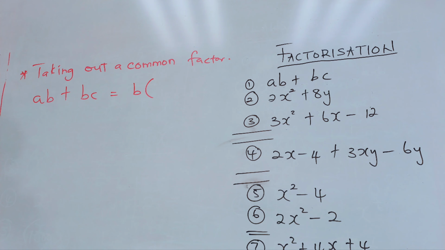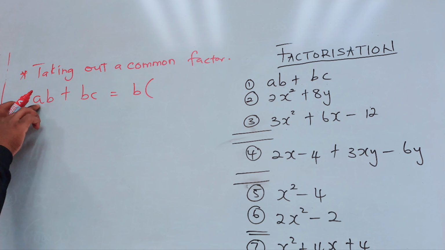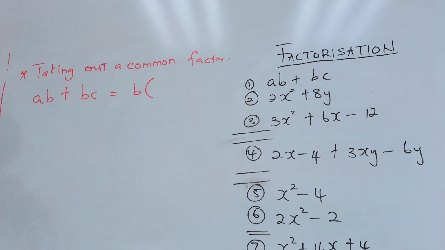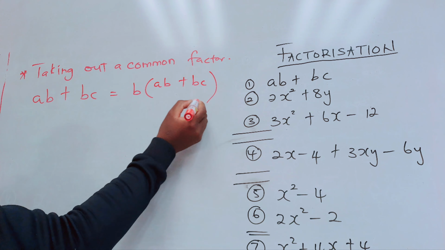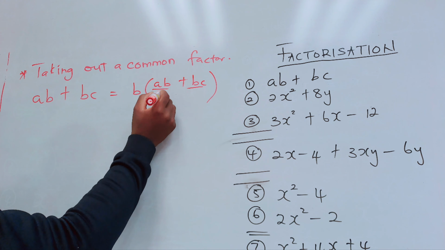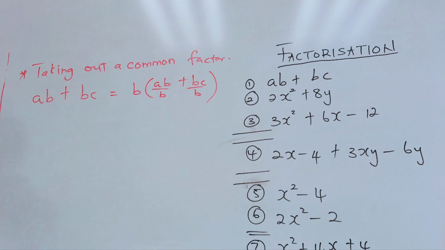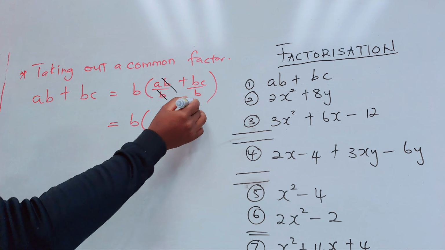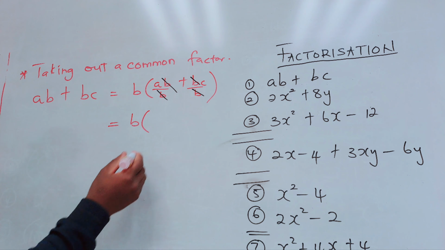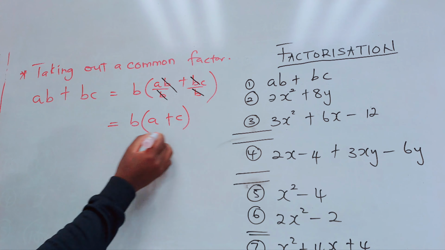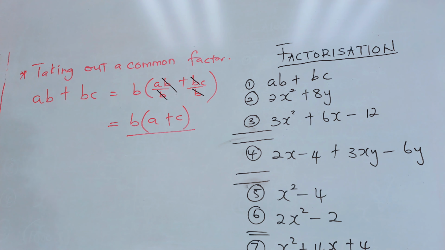Let's go step by step. So you copy your expression inside the brackets again, AB plus BC. Then we divide every term by the common factor. Then B open bracket. AB divided by B, B and B cancel. Then we'll be left with A plus C. This is our factorized form.